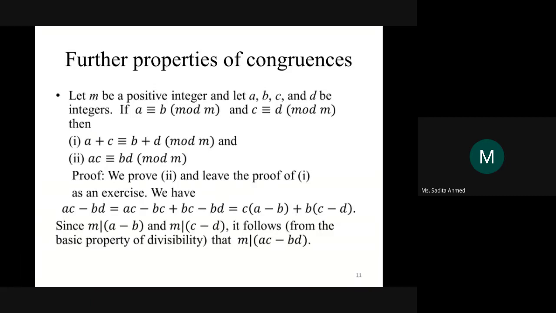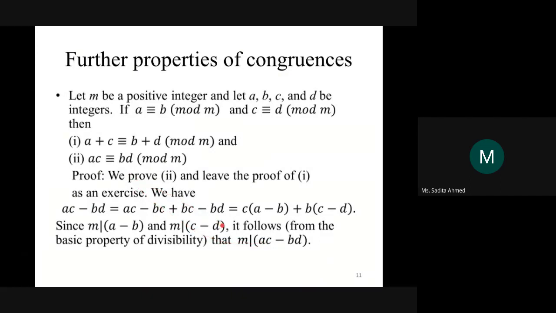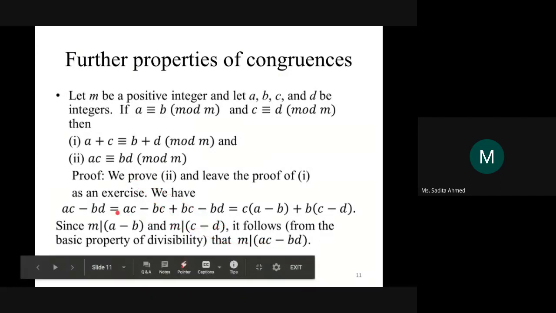Is that correct? Yes, miss. If that is correct, then this expression is the same as AC minus BD, is it not? So if M can divide this and the result is an integer, M can also divide AC minus BD. So AC is congruent to BD mod M. That is what it means: AC minus BD is divisible by M. This is what we proved.